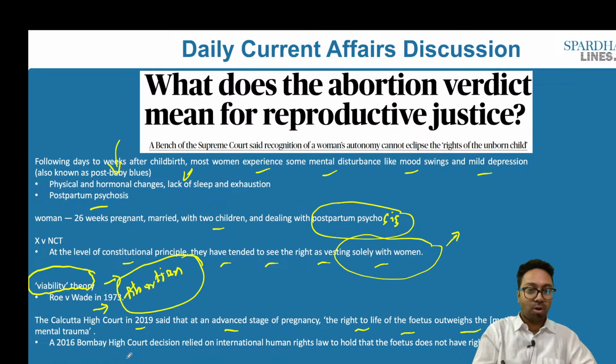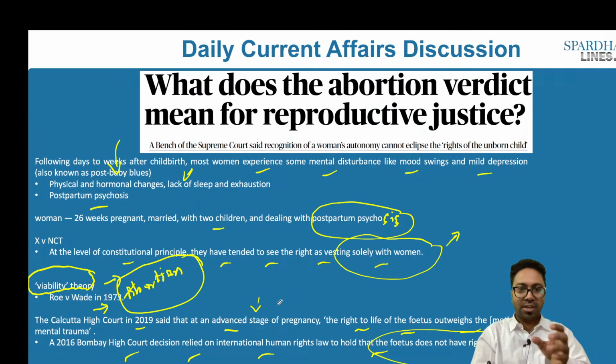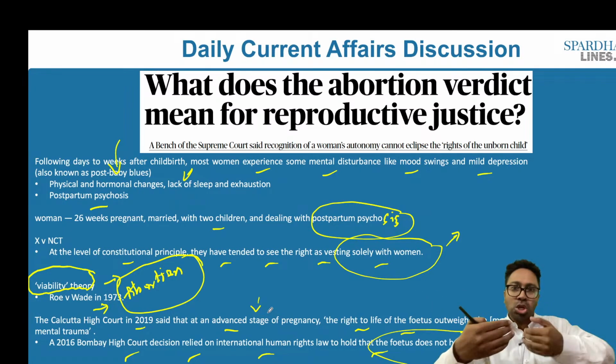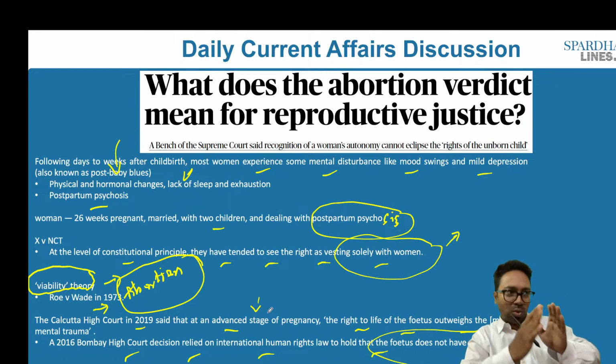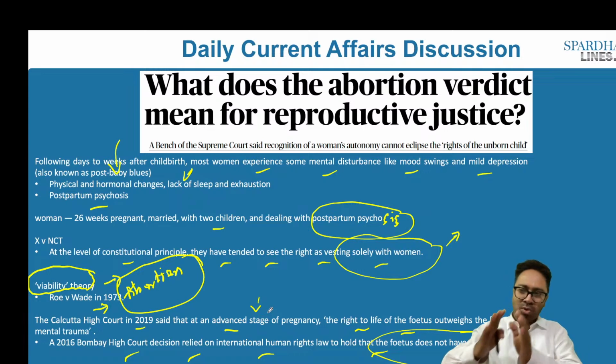A 2016 Bombay High Court decision relied on international human rights law to hold that the fetus does not have any rights till the birth. So what we actually see is a contradiction. The Calcutta High Court says that the right to life of the fetus is important, but then the Bombay High Court says that the right of this particular fetus is not exactly a right until it is given birth to. So there is a contradiction in a way that one High Court has analyzed the situation differently from another High Court.